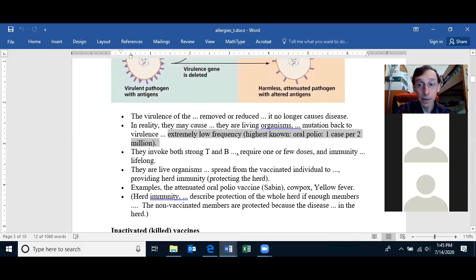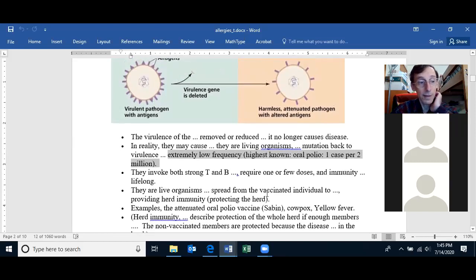The advantage of the live attenuated vaccine is they invoke both a strong T cell response and a strong B cell response. When you give the vaccine, you only need to give one or at most a few doses of the vaccine. Like when I got the live attenuated, well, of course that's not a good example because the flu shot's usually just one shot. But when you give the oral polio vaccine, you only get it one time in the nose drops.